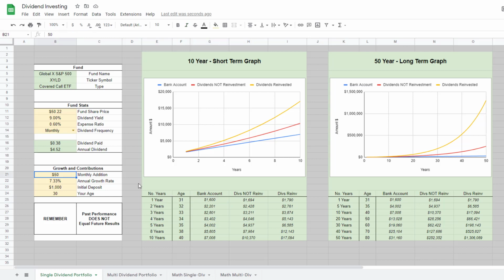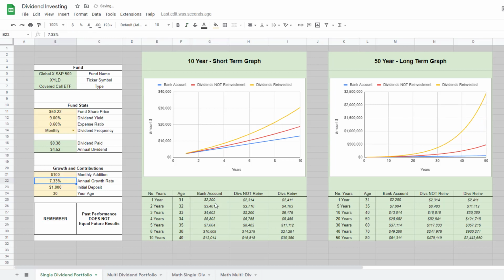Let's say you wanted to add a little bit more money, $100 a month. Your $2,200 will have turned into $2,411.